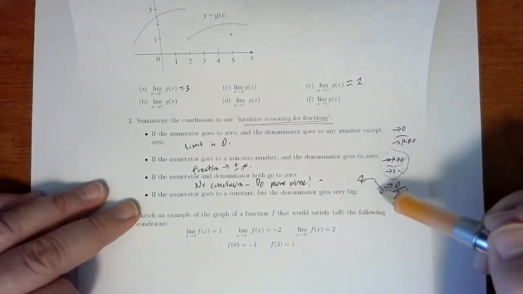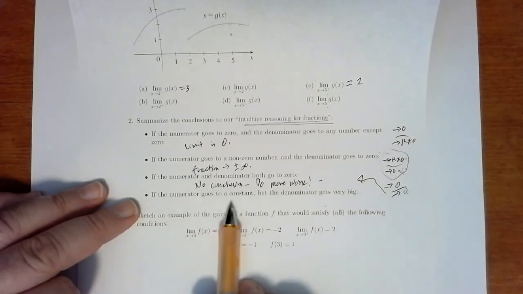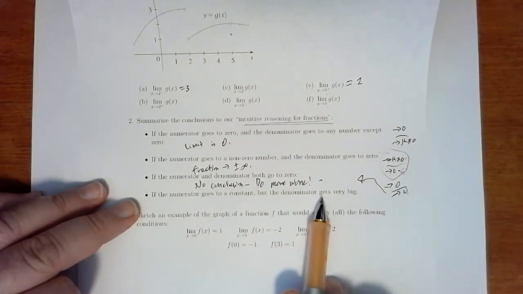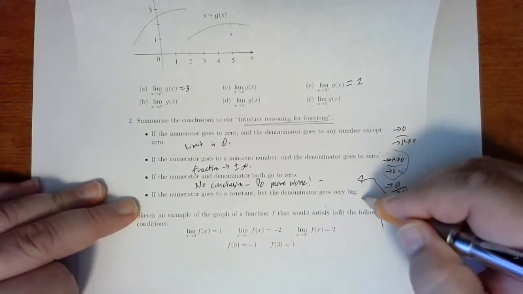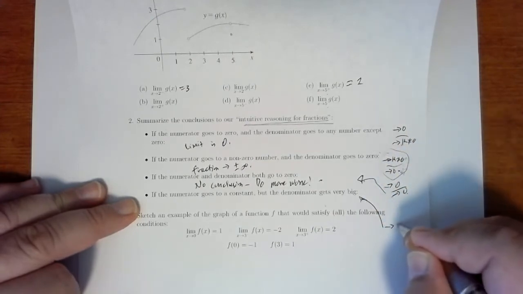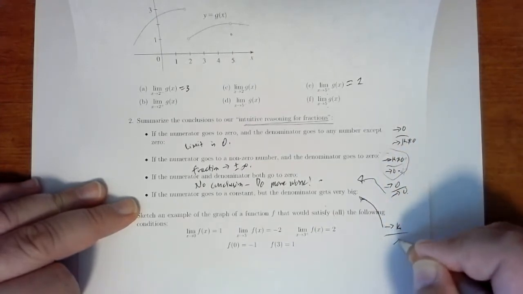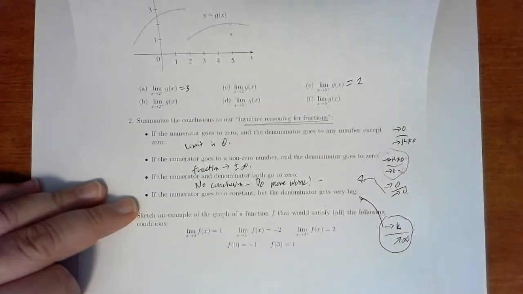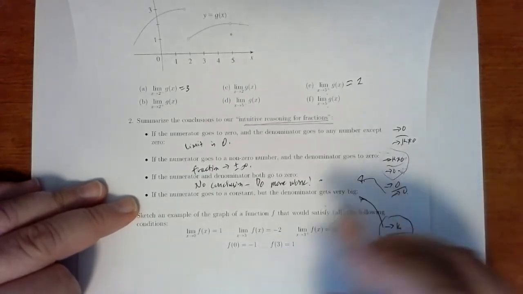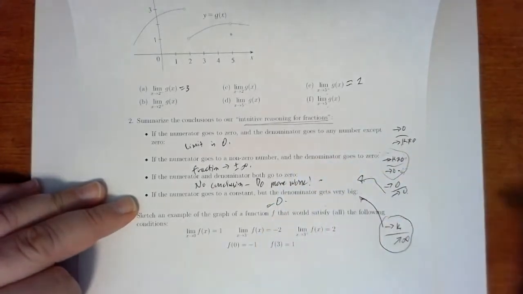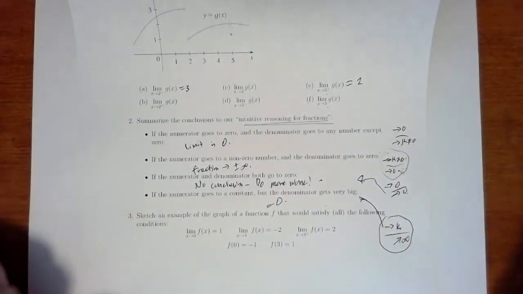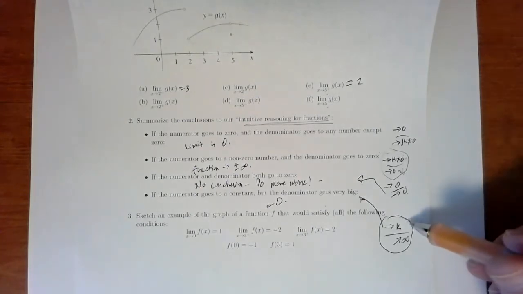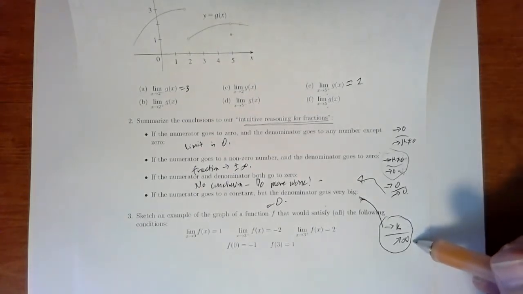How about the last case? What happens if the numerator goes to a constant and the denominator gets very big? The numerator goes to a constant and the denominator goes to infinity. What happens overall? Did you say 0? Because if you did, you're right. Good. Yeah, if the numerator goes to a constant and the denominator goes to infinity, then overall the fraction will go to 0. Good.